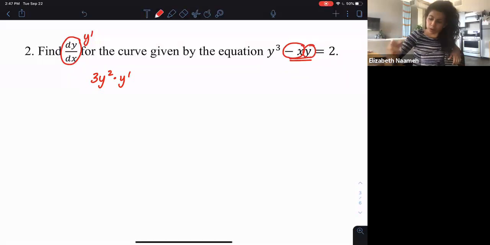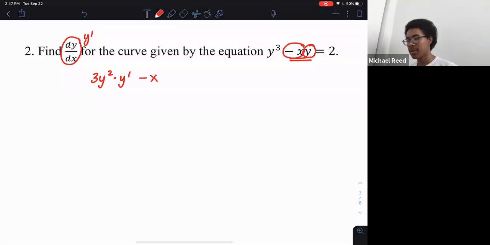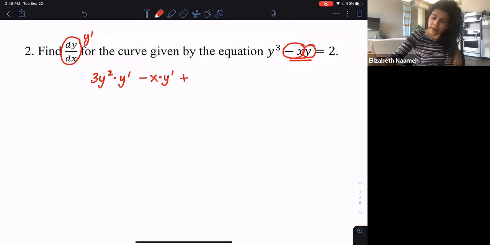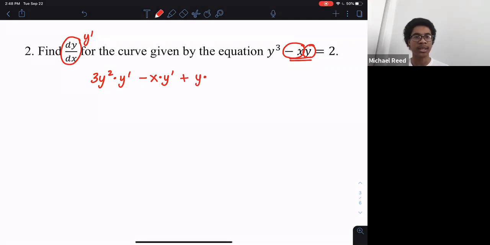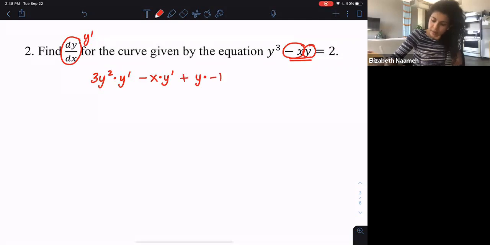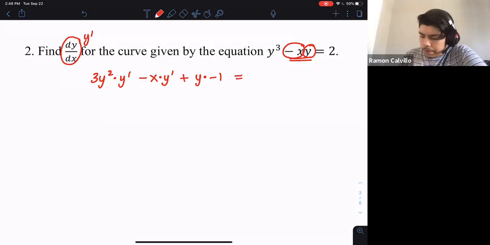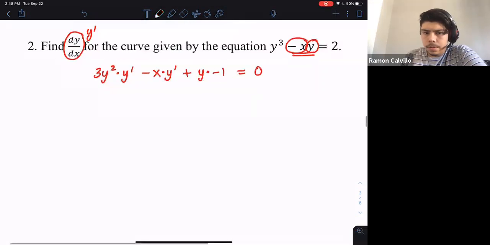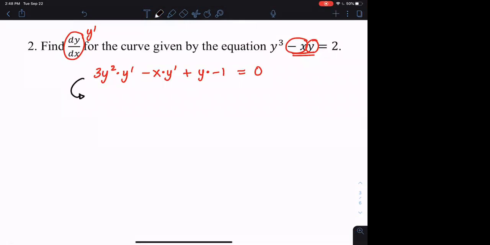What are we writing first? Negative x times y prime, the derivative of the right. Plus, now I hold the right: y times negative 1. Very good. The derivative of negative x is negative 1. Equals, what's the derivative of 2? 0. Go ahead and rewrite it carefully.